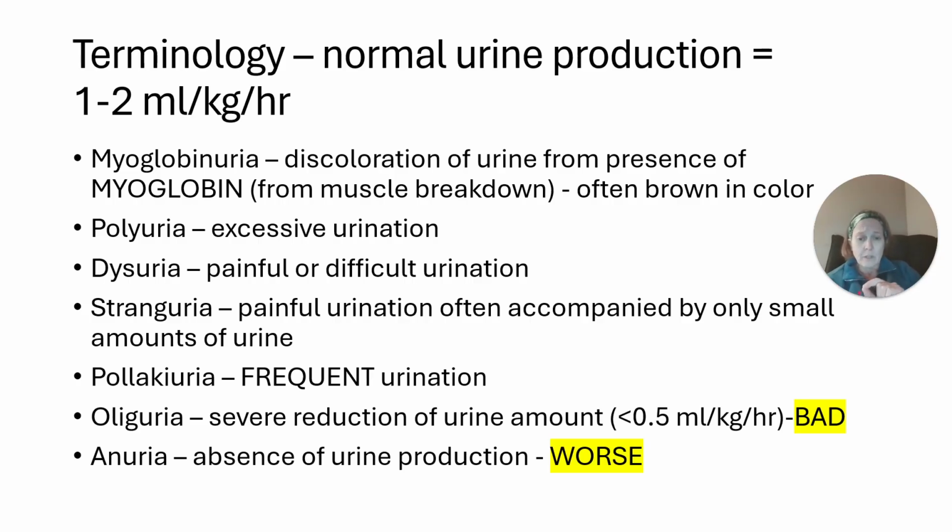Oliguria is a severe reduction in urine production, less than 0.5 mils per kilogram per hour, so a 50 to 75% reduction in urine production. And anuria is the absence of urine production, and anuric animals are in big, big trouble.